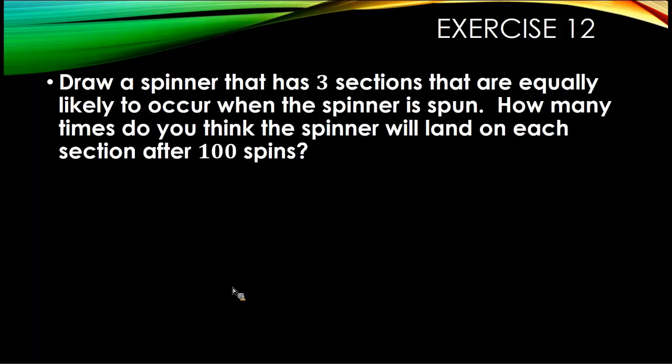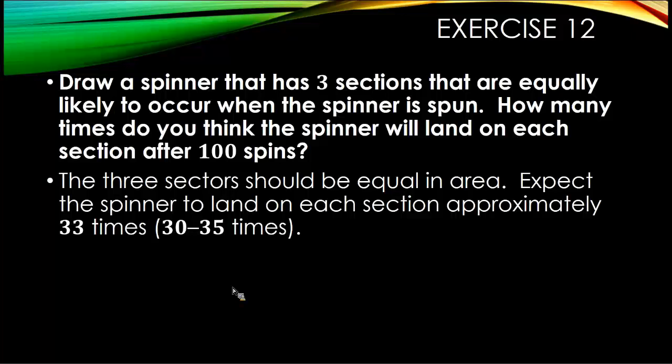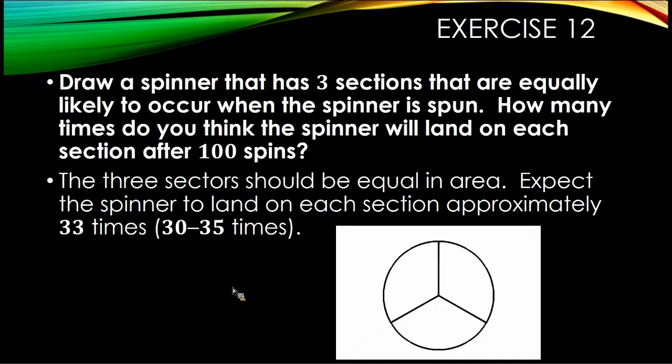Exercise 12. Draw a spinner that has 3 sections that are equally likely to occur when the spinner is spun. How many times do you think the spinner will land on each section after 100 spins? Well, the 3 sectors should be equal in area. So expect the spinner to land on each section approximately 33 times. So anywhere from 30 to 35 times in each section. And this is what our spinner would look like. And each section would be equal.